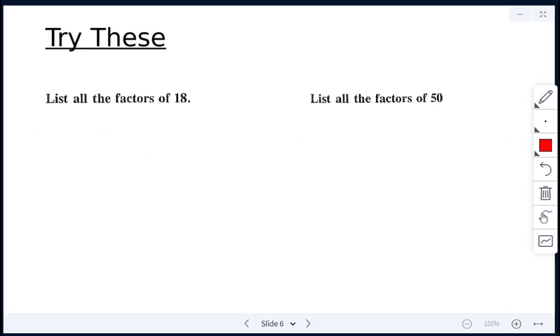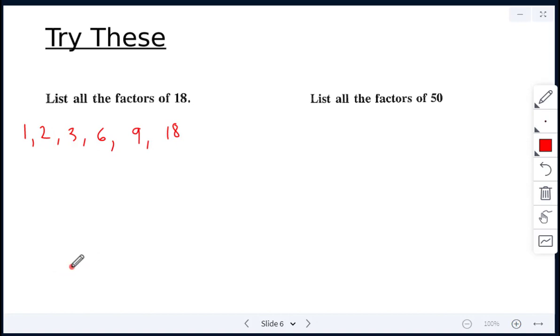Okay, listing all the factors of 18. Like I've said before, start with the lowest, which is 1, and then the highest, which will be 18. And then 18 is divisible by 2 and 9, because 2 times 9 is 18, and then 3 times 6 gives us 18 as well. So 1, 2, 3, 6, 9, 18.